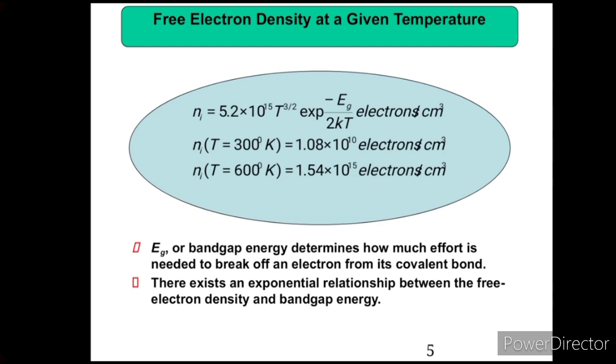As temperature increases, at 600 degrees Kelvin, Ni is equal to 1.54 into 10 raised to 15 electrons per centimeter cube. In the equation, Eg, the band gap energy, determines how much effort is needed to break off an electron from its covalent bond. This exhibits an exponential relation between the free electron density and band gap energy.